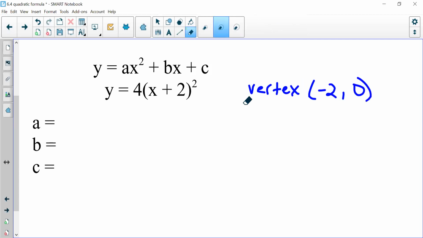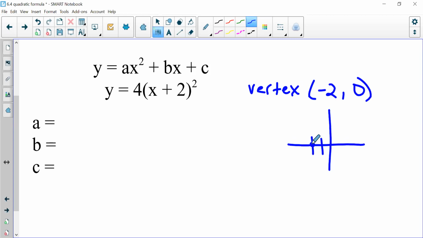How many x-intercepts does this parabola have? One. What is the x-intercept? Negative 2. Okay, so this parabola sits at negative 2, 0 and is opening up.